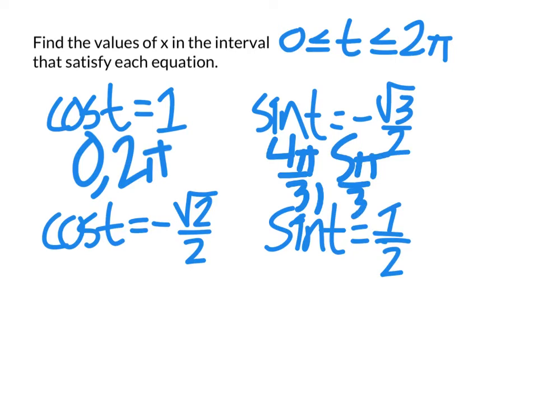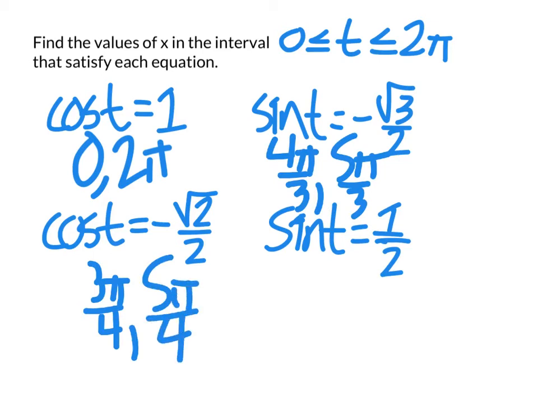Now we have cosine of t equals negative square root of 2 over 2. Square root of 2 over 2 can only be the x-coordinate when an angle has a reference angle of pi over 4, and the cosine is negative, meaning that it is on the left side of the unit circle, which means quadrant 2 or quadrant 3. So t has to equal 3 pi over 4 or 5 pi over 4.